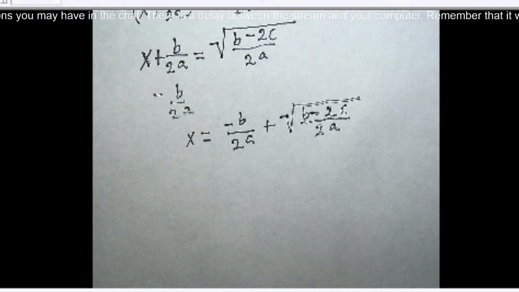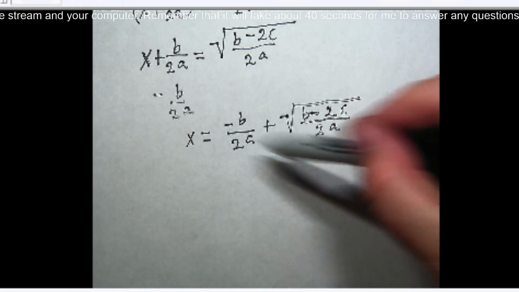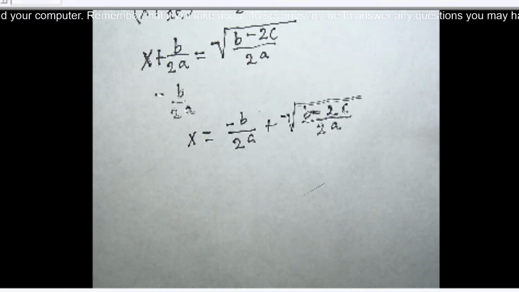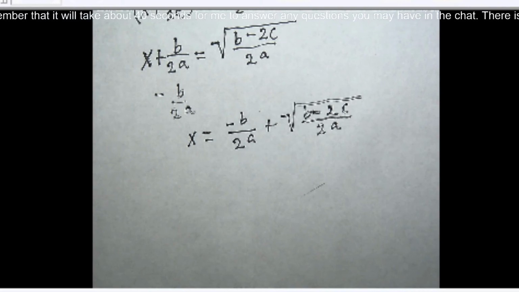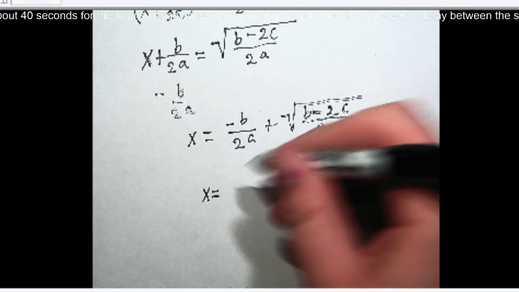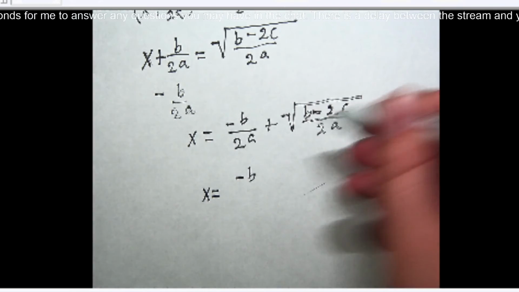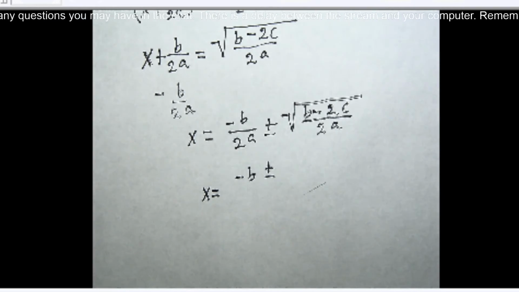Getting there. This technically is already solved. We've got x by itself. Okay? But this is a little bit complicated. We can clean it up a bit. And it cleans up to x equals negative b plus or minus, oops, forgot the plus or minus.